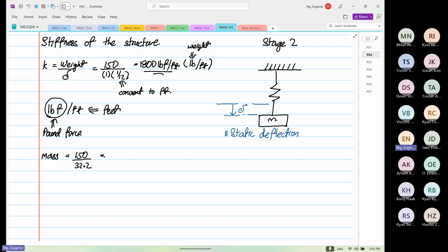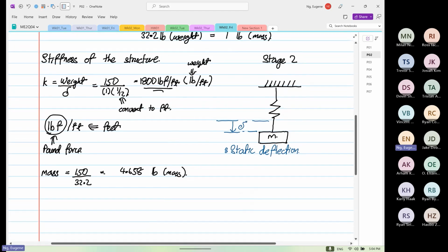150 divided by 32.2 is equal to 4.658 pound mass. So now we are going to put everything into our characteristic equation.